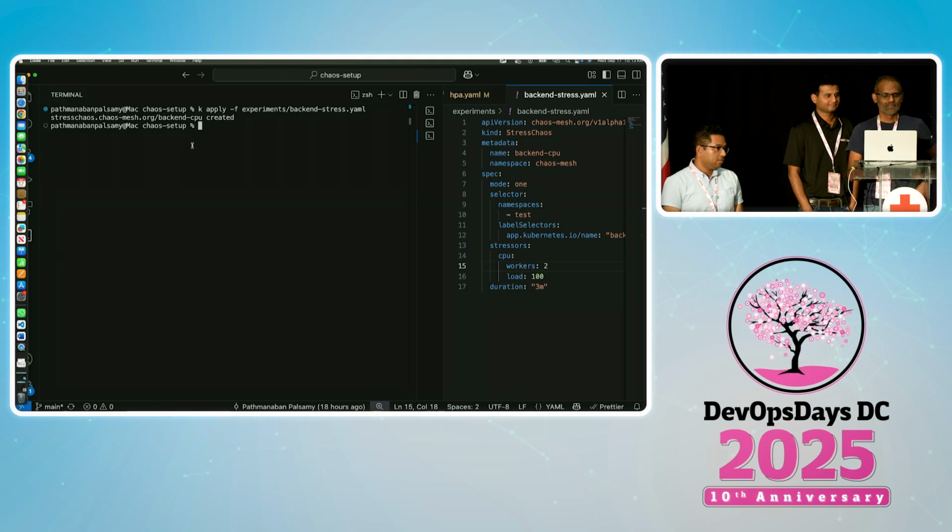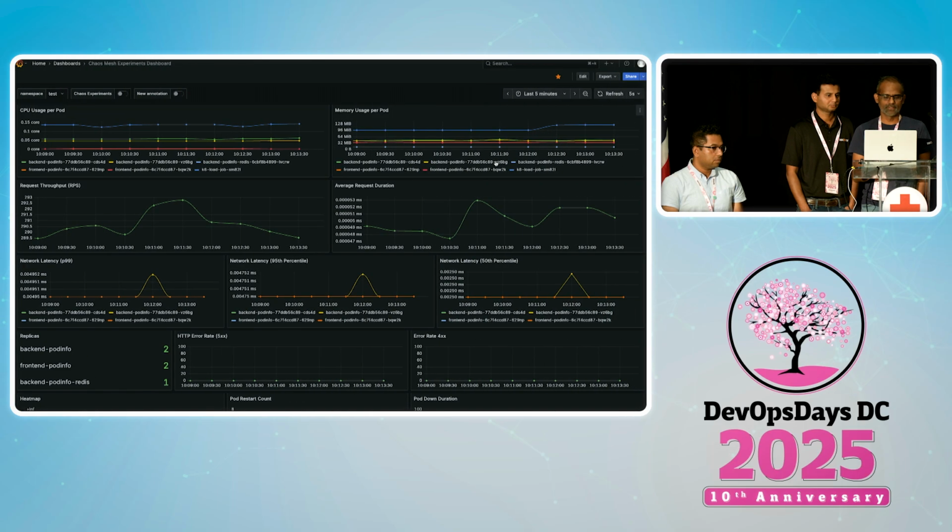Okay, so I started the stress chaos. This is using Chaos Mesh, and it's applying to one of the pods running in the test namespace, the backend podinfo, applying 2 CPU cores at 100 percent load for the next 3 minutes. So let's see how that behaves in the environment, and how we can learn from that.